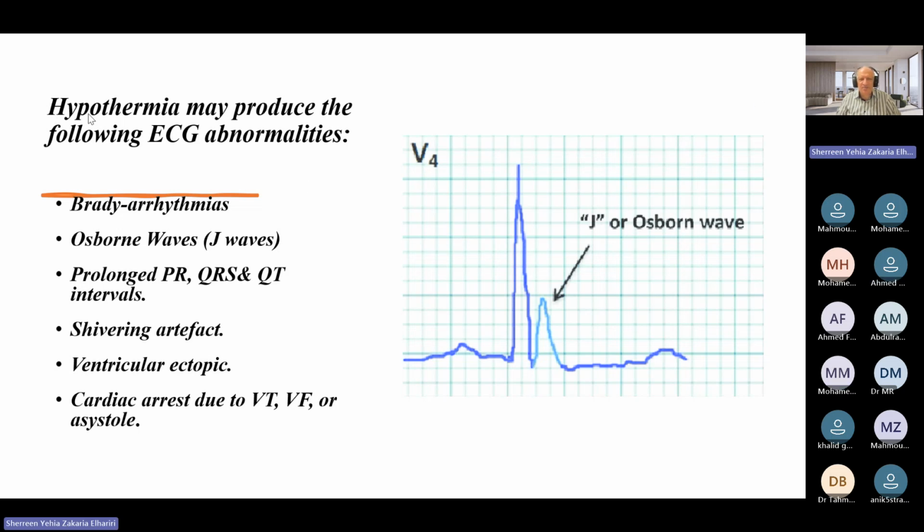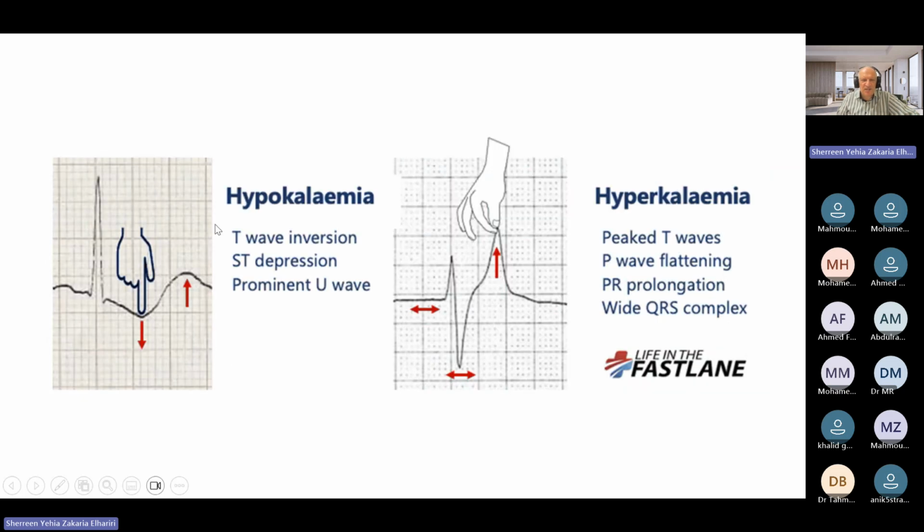First, hypothermia. Hypothermia may be common in Europe, but not in our country. The patient can have what we call the J wave, a prolonged PR and QT, artifact due to shivering, and ventricular ectopics, and of course it can end in arrest. So hypothermia is the first important topic. The second important topic is hypo- and hyperkalemia. Hypo mimics ischemic heart disease, so you can find T wave inversion, ST depression, and a prominent U wave. Hyper usually shows tall, tented T waves.